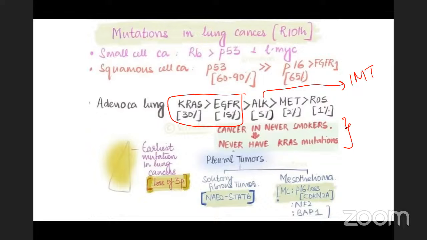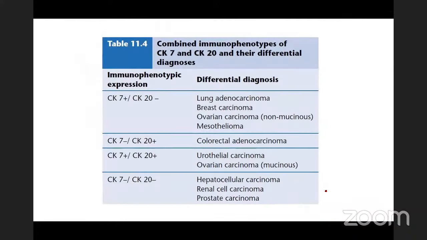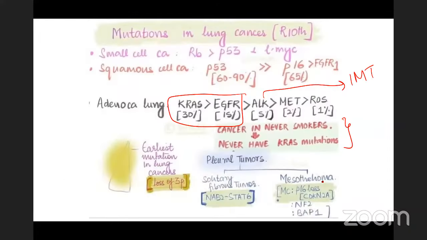And always remember, pleural tumors, if they are mesotheliomas, they have P16 loss, and NF2 and BAP1. BAP1 is what? BRCA associated protein. Or if there is a solitary fibrous tumor, it can have STAT6 mutation. Please remember this. Apart from that, earliest mutation in lung cancer is always loss of 3P. So earliest mutation in lung cancer is loss of 3P. That everybody should be clear.